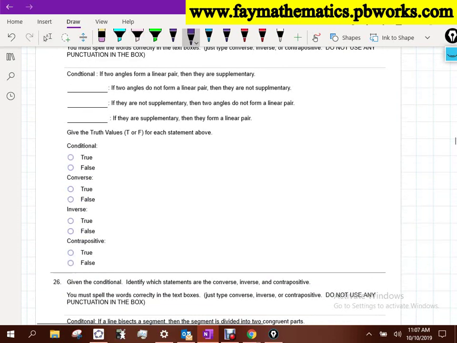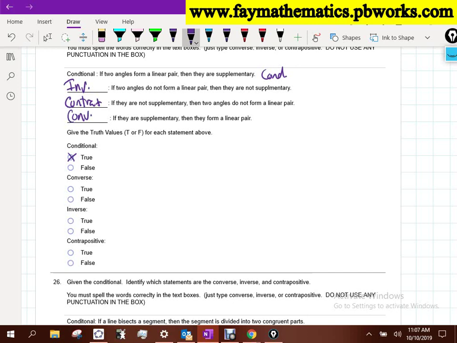More conditional statements here. So this is conditional. It says if two angles form a linear pair, then they're supplementary. That's the linear pair postulate, so that's true. If two angles do not form a linear pair, then they are not supplementary, so that is the inverse, when we negate both parts. If they are not supplementary, then they do not form a linear pair. That is the contrapositive, and then this would be the converse.